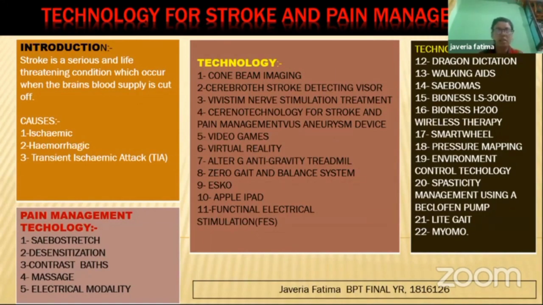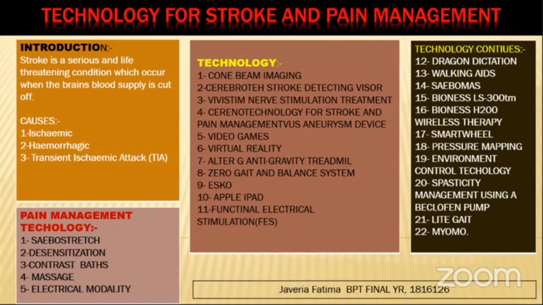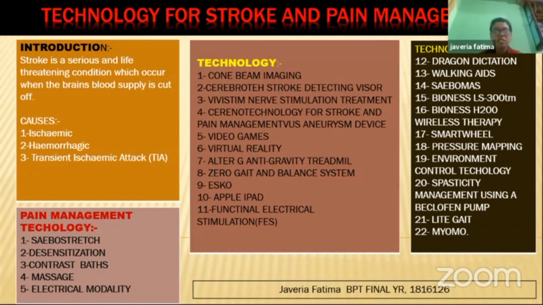First is ischemic. Ischemic means there is a lack or deficiency of oxygen to an area of the brain when there is a cut in the blood vessels to that area, leading to stroke. Second is hemorrhagic. Hemorrhagic occurs when there is excessive loss of blood from that area due to any sudden trauma or any road traffic accident.